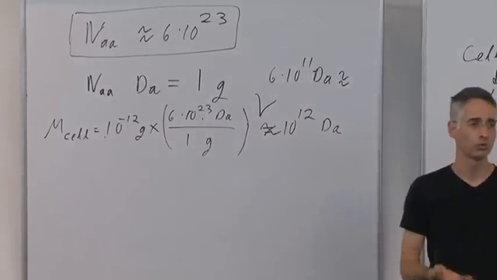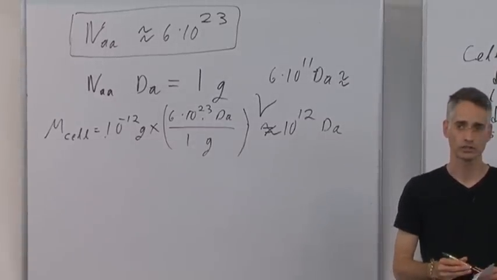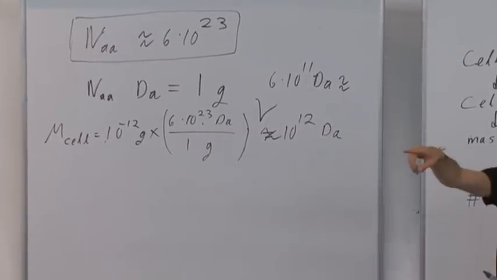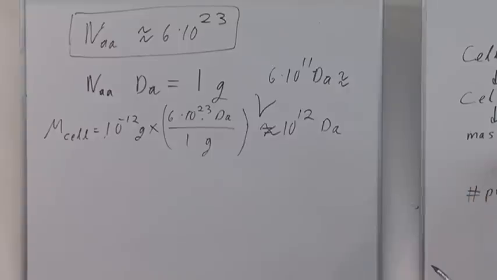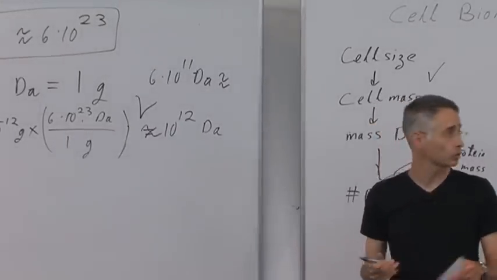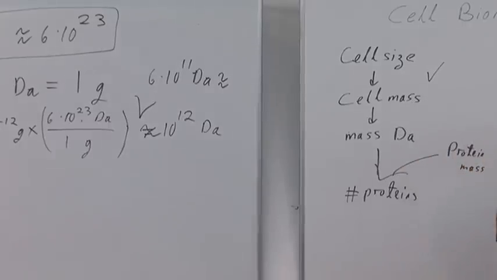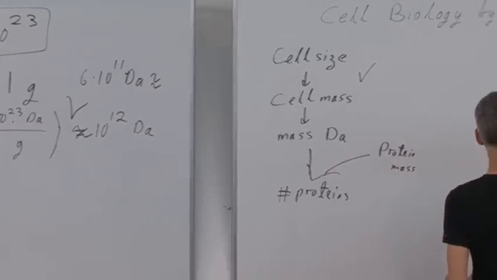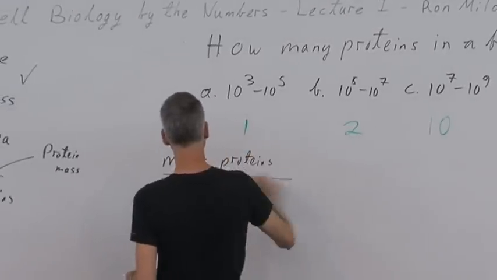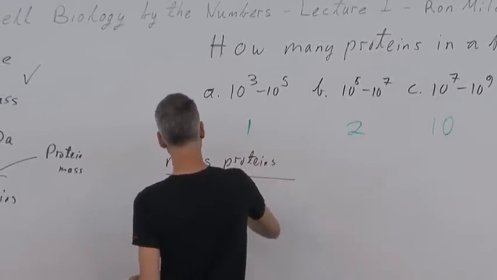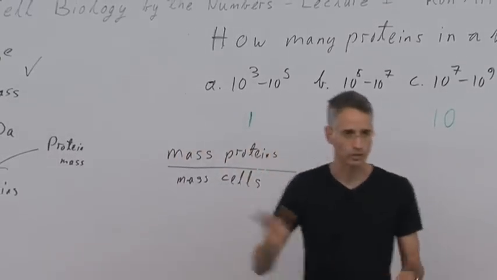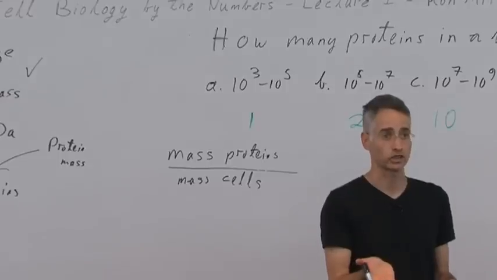Okay, from here, what do we want to know? From mass of the cells, so we got from here to here. But now, as was pointed out, I'm actually interested not in the mass of the cell, but mass of the proteins, right? Okay, so what would be the mass of proteins out of the cell? Mass of proteins divided by mass of cells. So first of all, this does not have units, right? It's just a fraction.